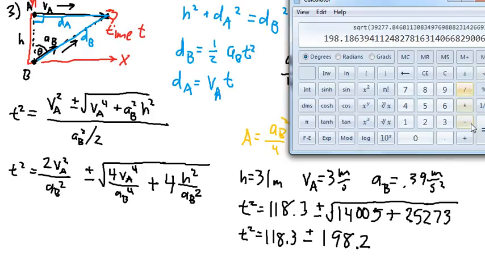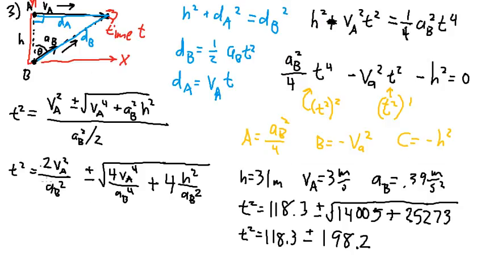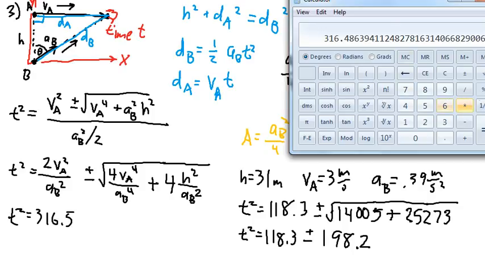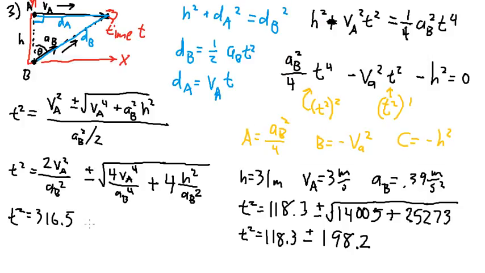So we take this and we add the 118.3 to it, and we find out t squared is 316.5. So t squared equals 316.5, and then we take the square root of that, and t equals 17.8. So t equals 17.8 seconds.